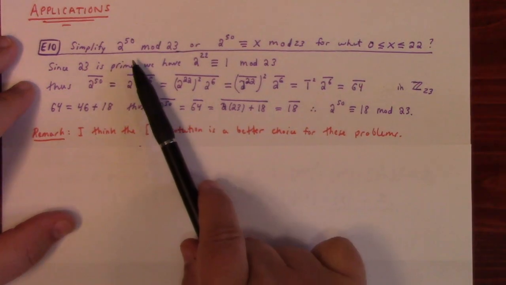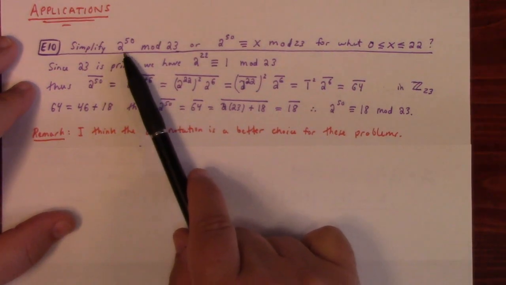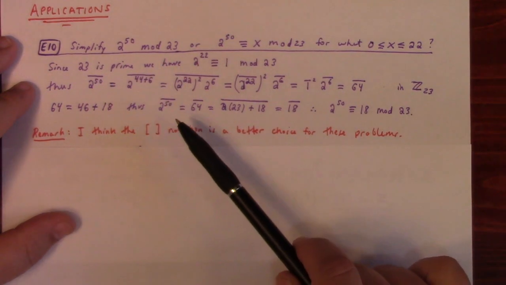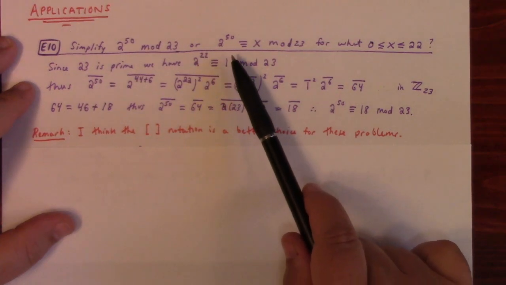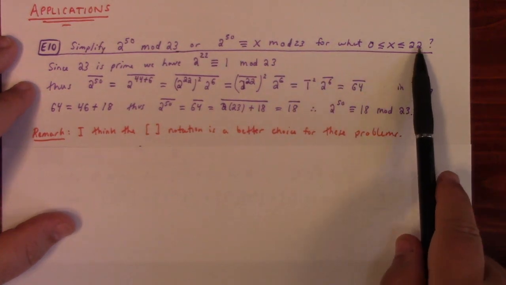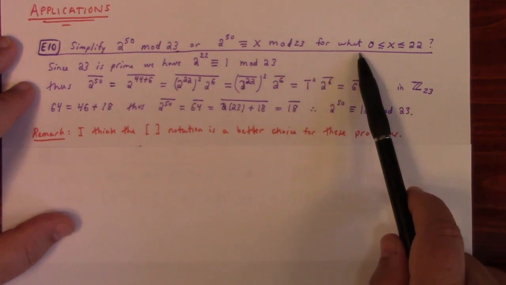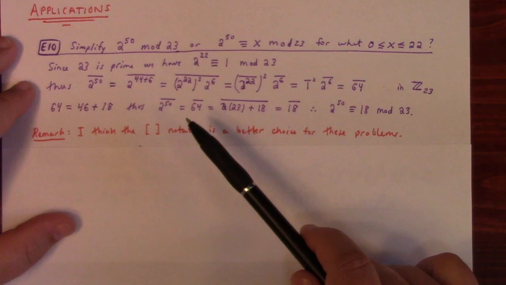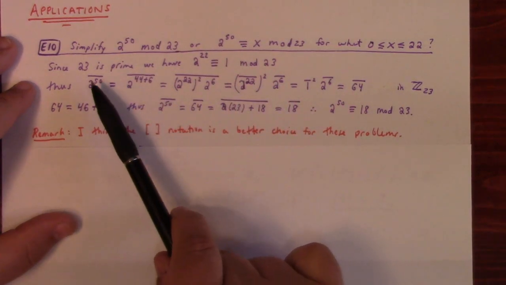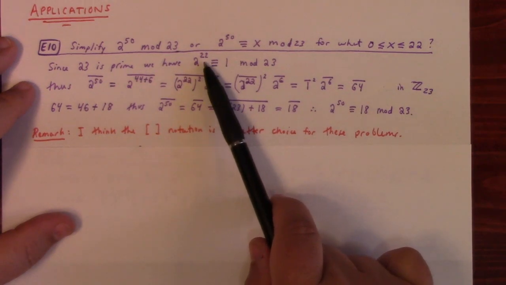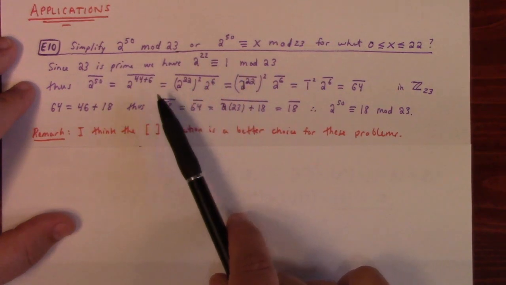Here's an application of Fermat's little theorem. Suppose you want to simplify 2^50 mod 23. In other words, 2^50 is equal to x mod 23 for what x between 0 and 22. Other people might say reduce 2^50 to its least positive residue mod 23. Anyway, 23 is prime, so we have 2^(23-1), which is 2^22, congruent to 1 mod 23.